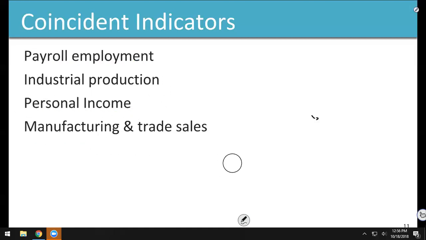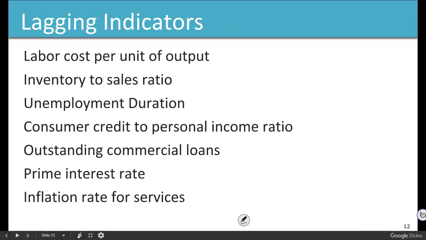What is a coincidence? When two things happen at the same time, right? Where a lagging indicator is lagging behind. If they call the fire alarm and everybody screams and runs out the door, who's going to be the person that's falling behind? They're lagging behind, right?